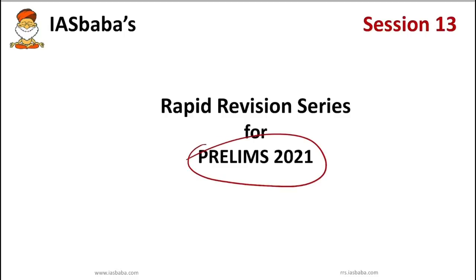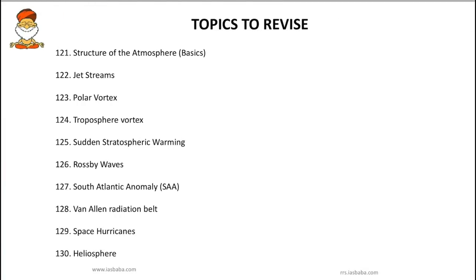I am Preetham Reddy and in this session I will be dealing with 10 important, high probable topics from Geography Current Affairs which are important for UPSC Prelims Examination 2021. So in today's session we will be dealing with very important Geography Current Affair related articles, especially from day 17 schedule, that is climatology. So today's first topic is the structure of the atmosphere, that is basics.